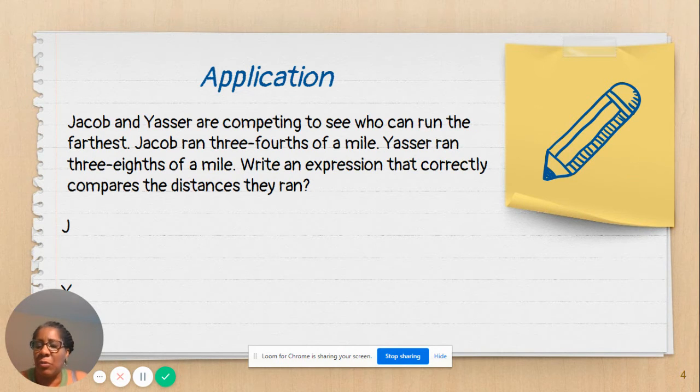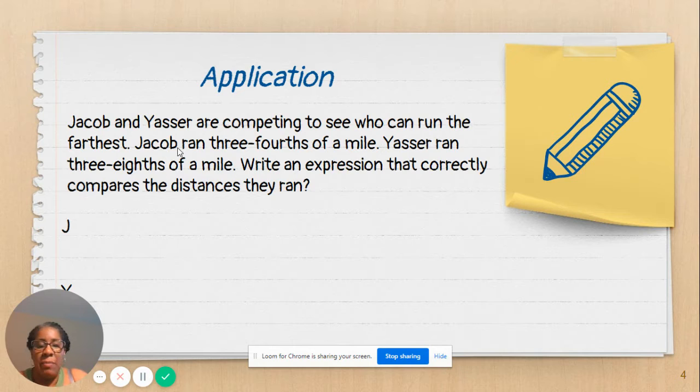So again, like all great mathematicians, whenever we are presented with a word problem, we need to read the word problem not just once, but at least twice. So here I go again. This time, I'm going to underline the key pieces of information to help me solve the problem. Jacob and Yasser are competing to see who can run the farthest. So farthest, I'm looking for the greatest distance.